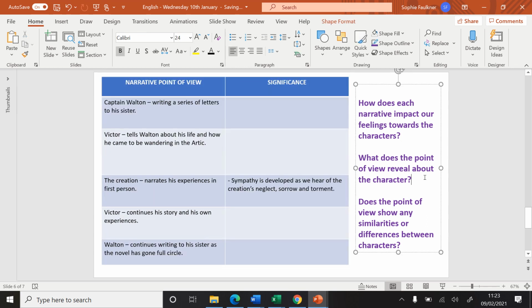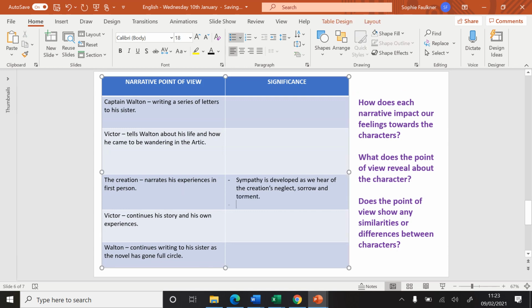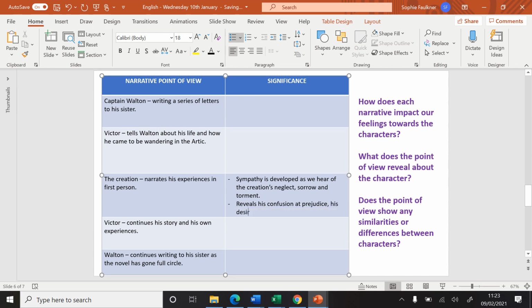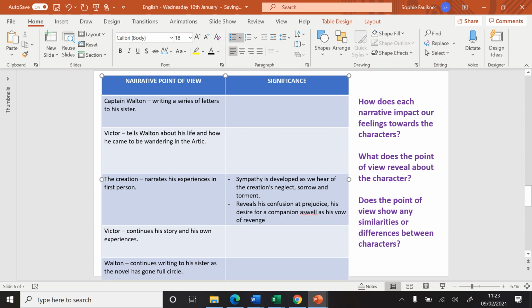Next question, what does the point of view reveal about the character? It reveals his confusion at prejudice and his desire for a companion, as well as his vow of revenge. I think I'm going to add, actually, sympathy is developed as we hear of the creation's neglect, sorrow, and torment without Victor's bias, without his opinion on everything. And you know how I feel about Victor anyway.